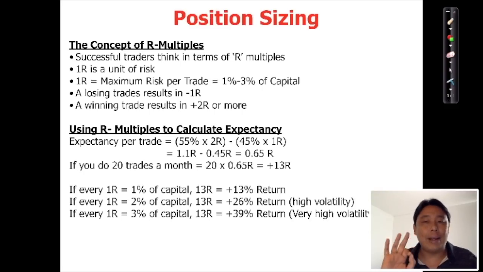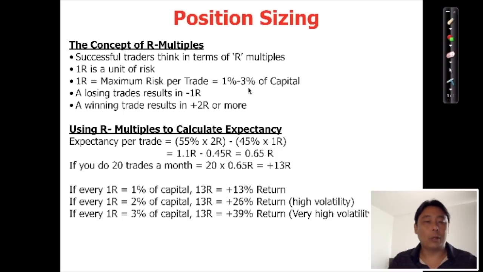So successful traders always think in terms of multiples of risk, or R's. Okay, we think in terms of R's. So when we lose 1 R, we don't lose $100 or $1,000. Okay. Now, what is 1 R? 1 R is 1% or up to 3% of your capital, which is up to you to determine.